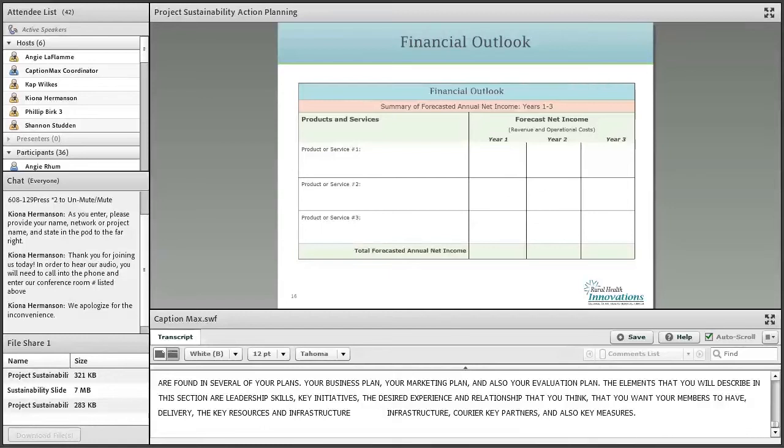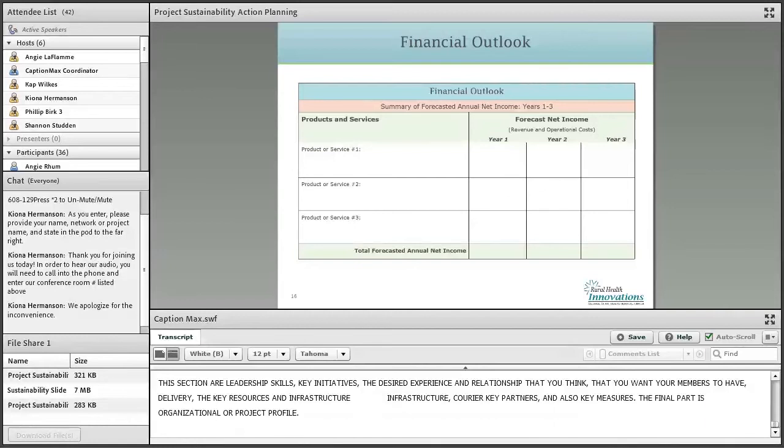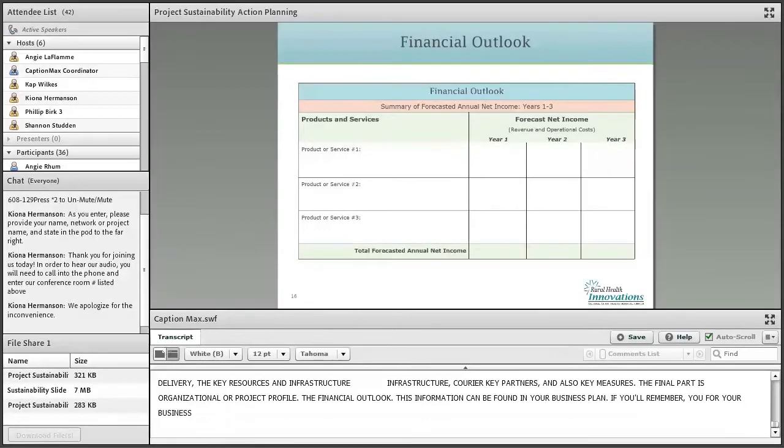The final element of the organizational or project profile is the financial outlook. This information can be found in your business plan. If you'll remember, for your business plan, you did some scenario or pro forma work for at least 2 products or services. The financial outlook section in your profile you will use for the forecasted net income from the best case scenario for these products and services.